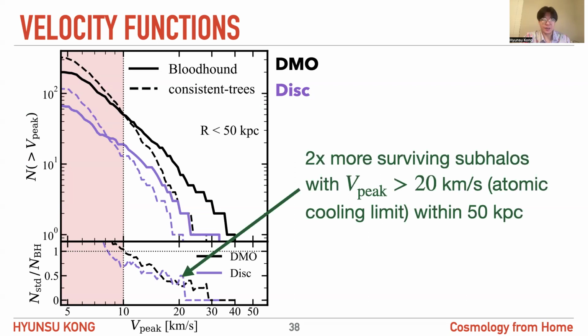And it's obvious that Bloodhound outperforms Consistent Trees and finds more than twice as many surviving subhalos with V peak greater than 20 kilometers per second within 50 kiloparsecs from the center of the host halo. And we see that in the disk run, we find significantly more surviving subhalos down to 10 kilometers per second, which is where the Bloodhound analysis stops.